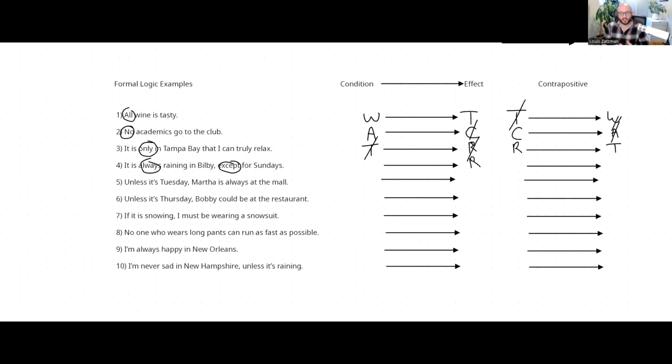Keep in mind, these aren't meant to link together. If I was going to chain these relationships, I would use different variables because raining here and relaxation, of course, aren't the same thing. But they're all separate statements, so I'm just using the same variable, the same R.